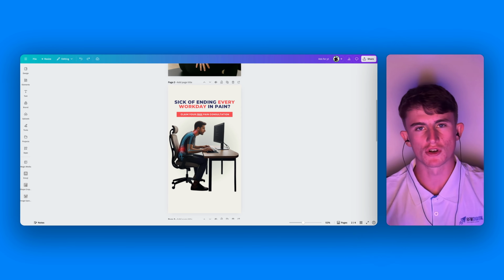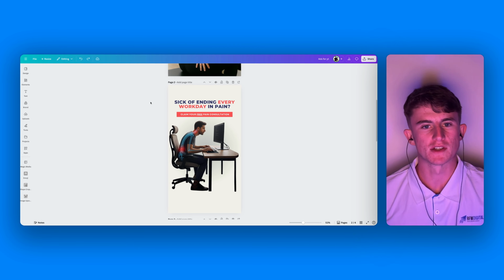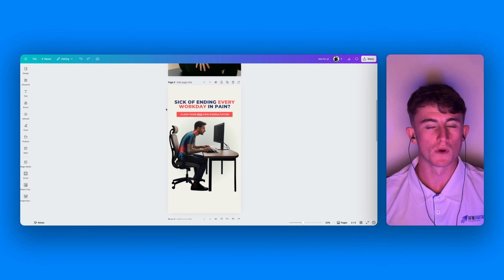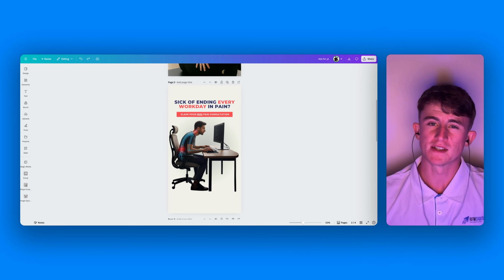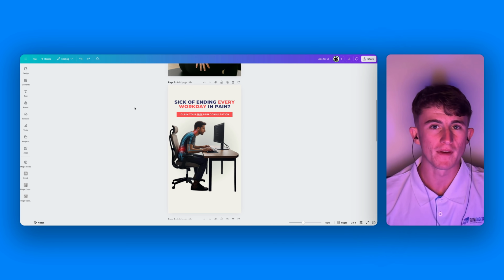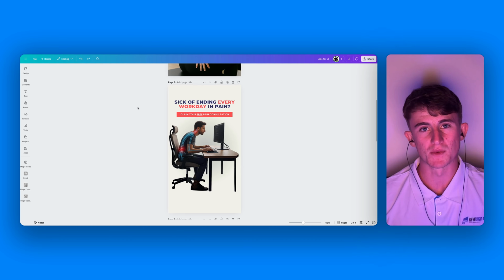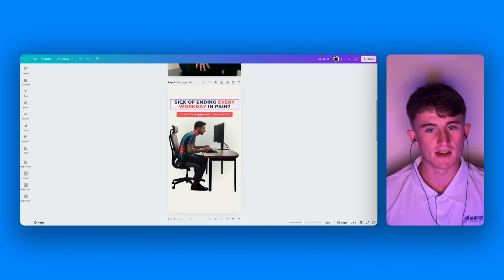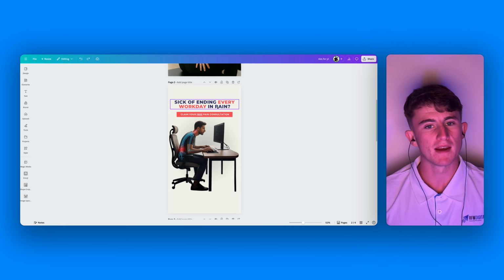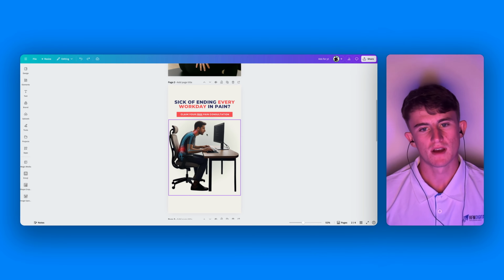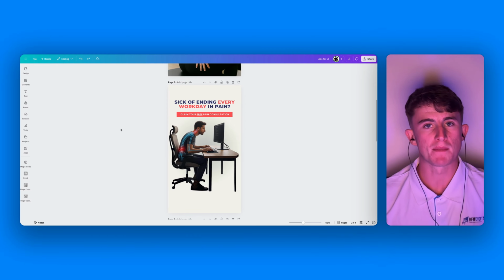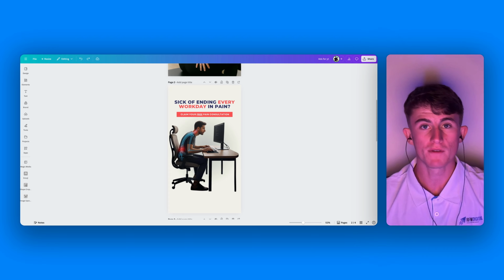desk-based workers that struggle with posture and lower back pain issues. And again, it's so simple. We're running this ad currently for one of our partners, and we're getting a cost per patient of £30-40, and we can scale that as well. So the headline here is "Sick of ending every workday in pain? Claim your free consultation." And again, this image is clearly representing someone that's working at a computer that's struggling with these issues.